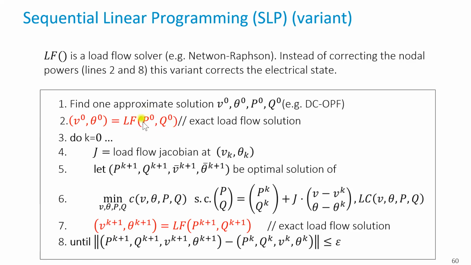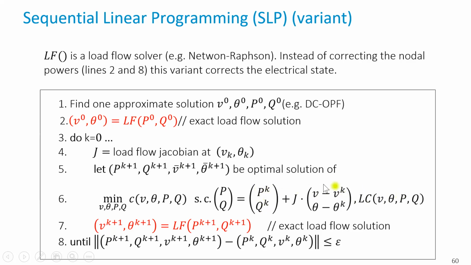In that case, you take the exact value that you obtain, you replace your approximate values obtained from DC OPF by an exact solution through a load flow. And then you use the same trick. You linearize around this operating point that you have. That gives you a problem that is now with linear constraints.